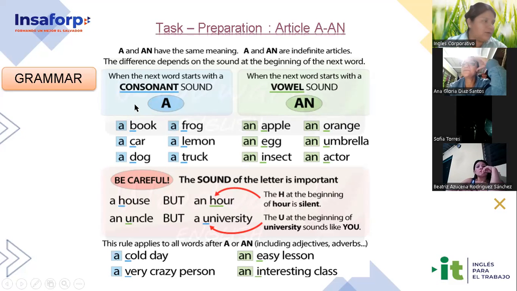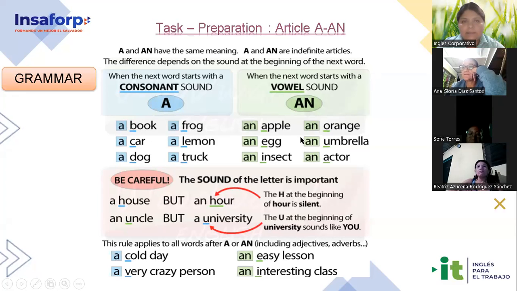Entonces, ¿cuál es un sonido consonante? Todos aquellos que no son vocales, ¿verdad? Entonces, súper fácil de identificar. Ustedes van ubicando A before a consonant sound. Entonces, ubican el A antes de un sonido consonante. Eso es básicamente la primera parte.